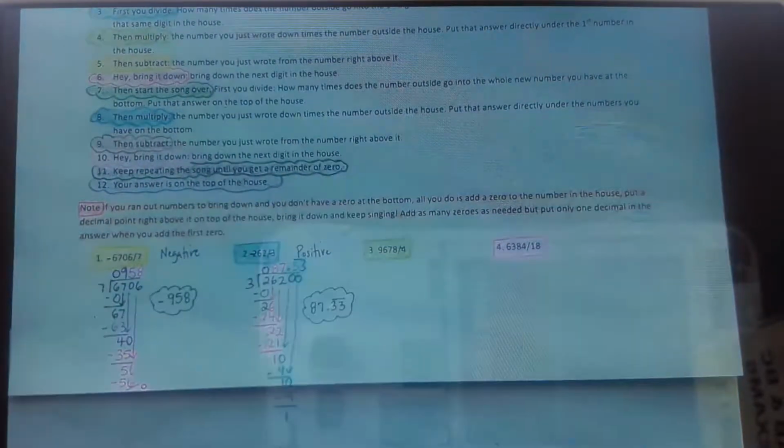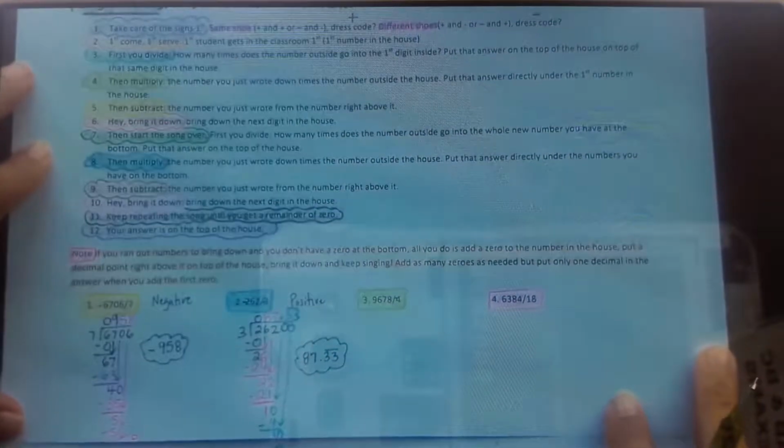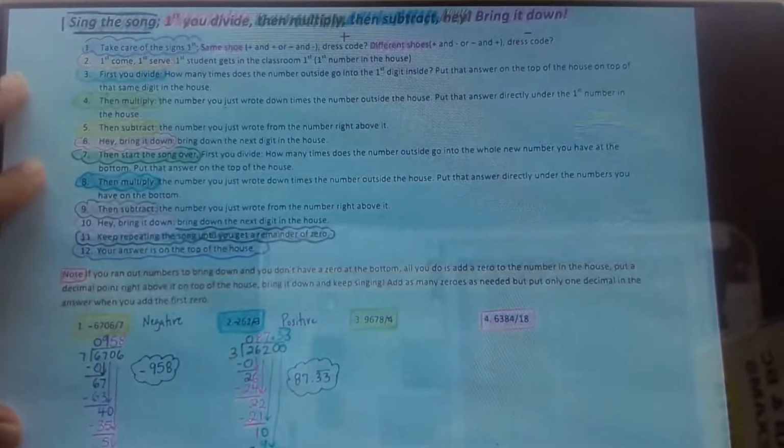This is a listening check. Underline the word positive in question 2. Again, take care of the signs first.